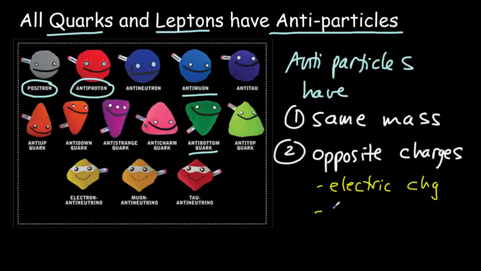But as it turns out, there's other types of charge. There's something called a color charge. And it would have to be opposite in the antiparticle. And we'll talk a little bit more about color charge, especially in the next video on exchange particles.